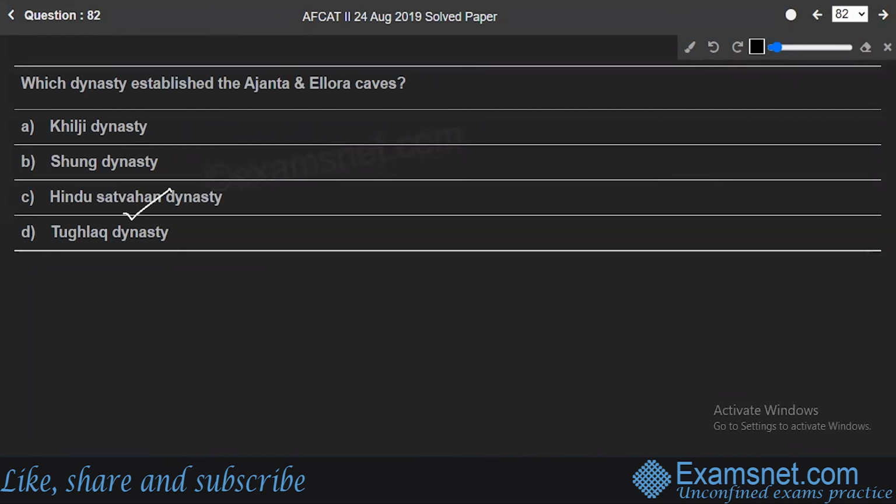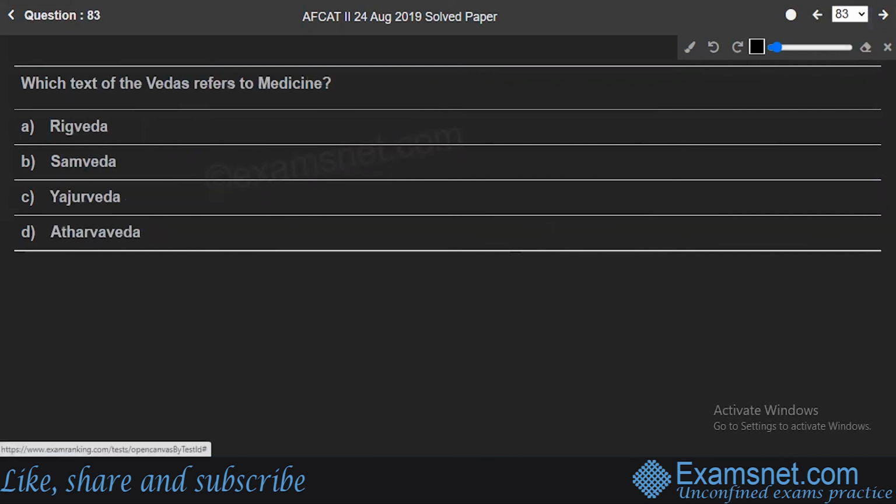Ajanta and Ellora cave monuments were built during Hindu Satavahana dynasties, such as Rashtrakuta dynasty, which constructed part of Hindu and Buddhist caves. So this is the correct answer. Let's move next, question number 83.